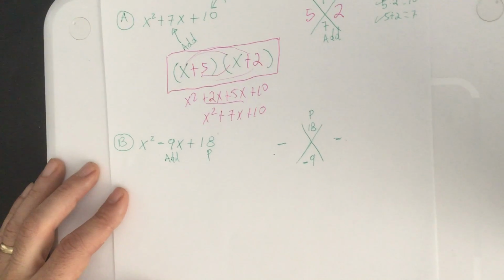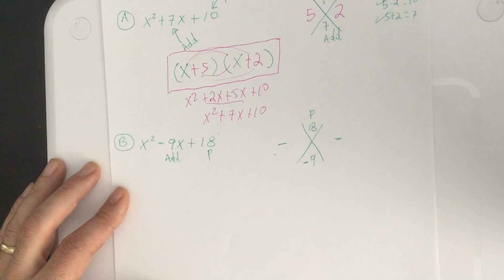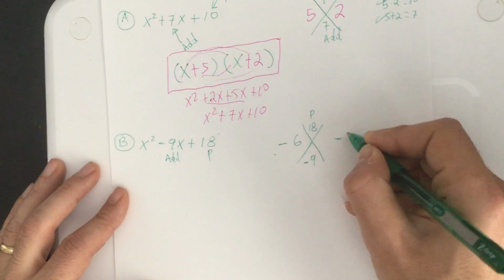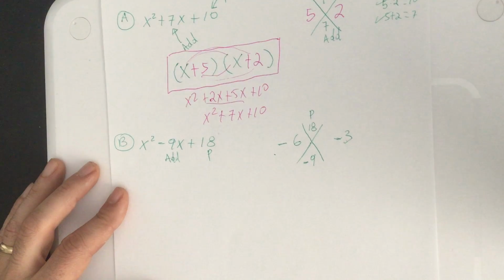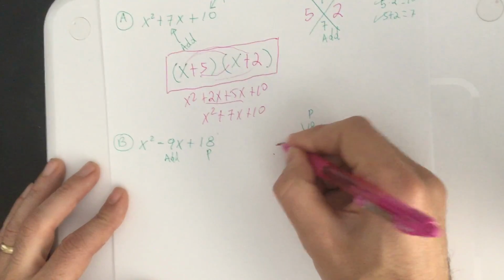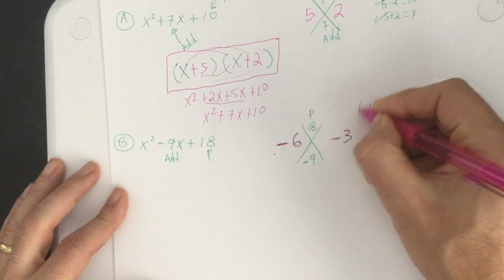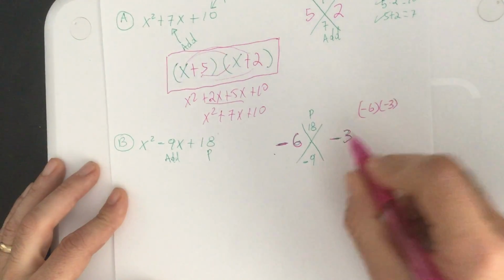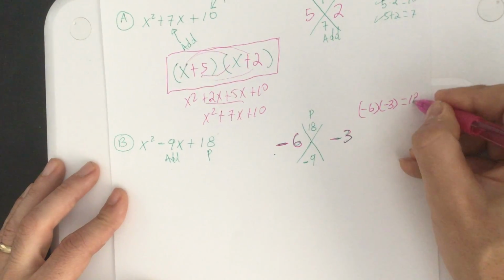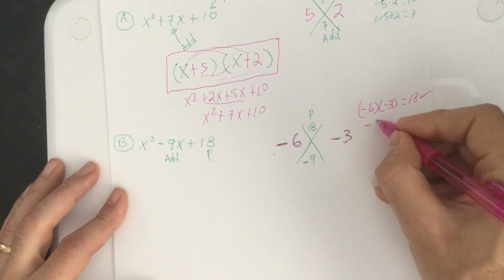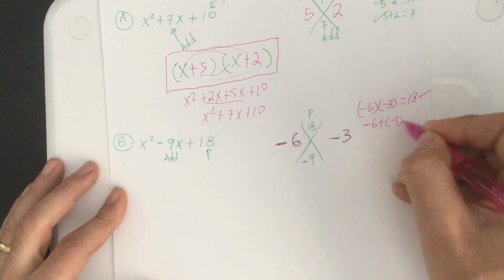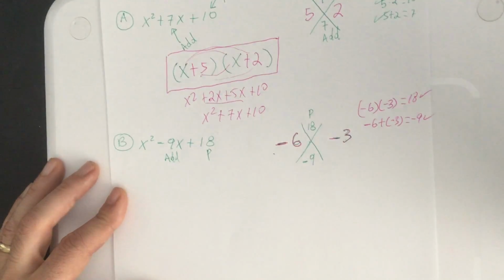So two numbers that give you that. Well, you've got negative 9 times 2. That doesn't work. Oh, negative 6 times 3. Let's see if it works. Negative 6 times, no, negative 6 times negative 3 gives you positive 18. So it checks. And negative 6 plus negative 3 gives you negative 9. So it checks. Those are the numbers.